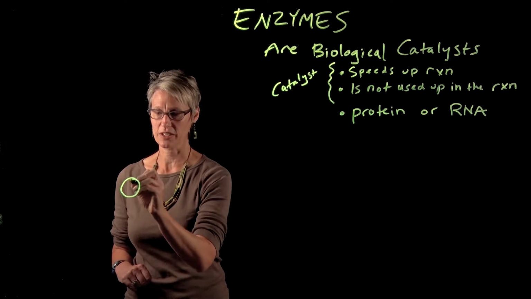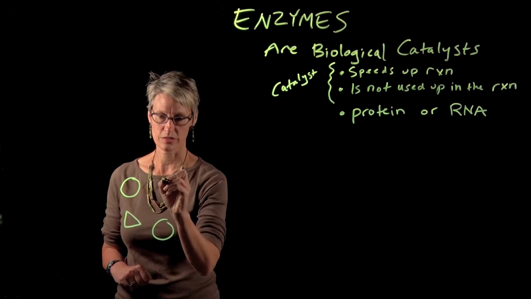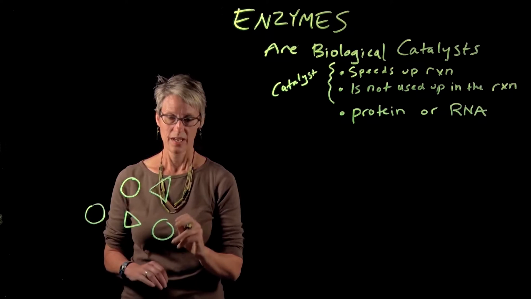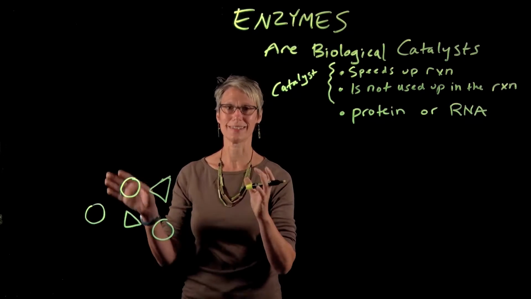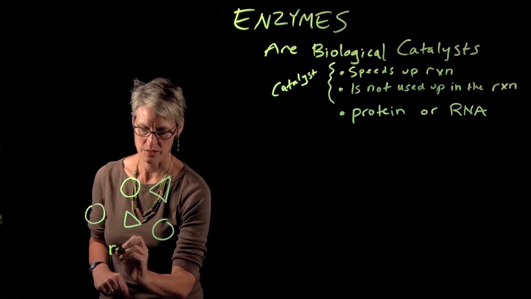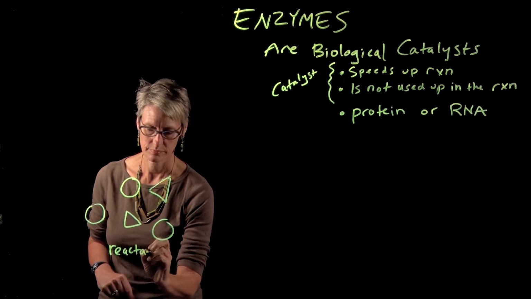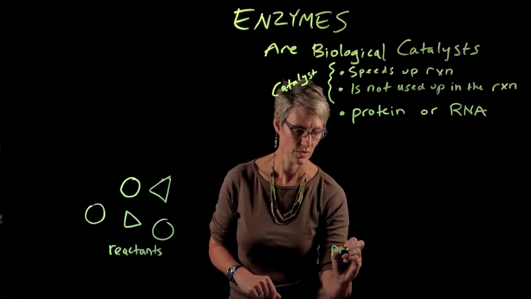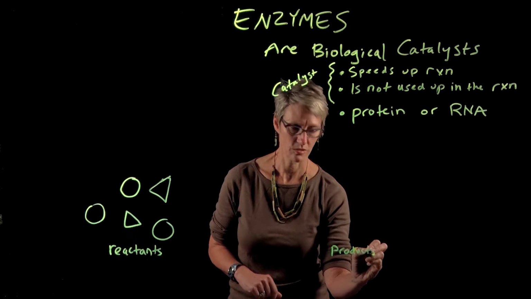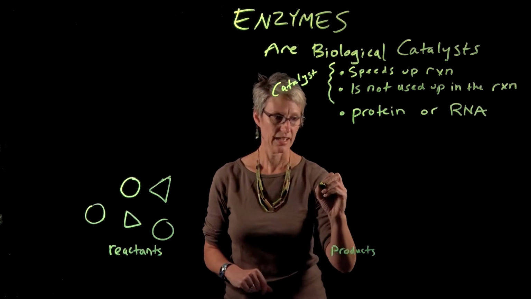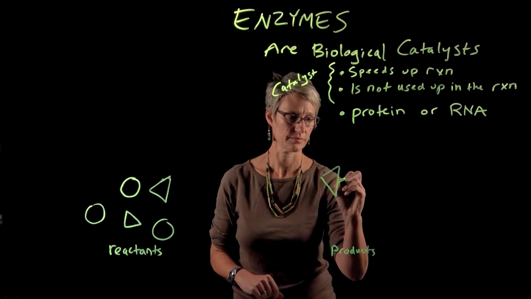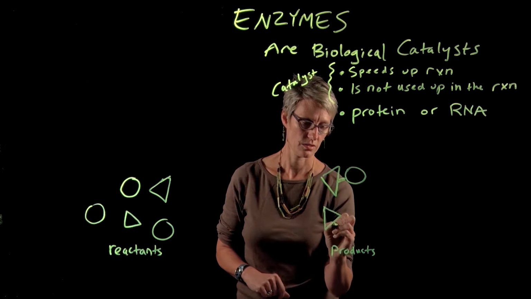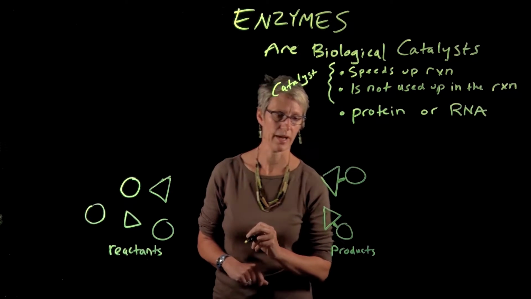So I'm going to draw some molecules here as circles and triangles. Here's another one. Okay, and they're all bouncing around in a solution together. Those are our reactants. Okay, and then over here I'm going to draw our product, or our products. So this is a chemical reaction. It starts with these guys, and it ends with a molecule that looks like this. So the triangle has been joined to the circle in a specific way.